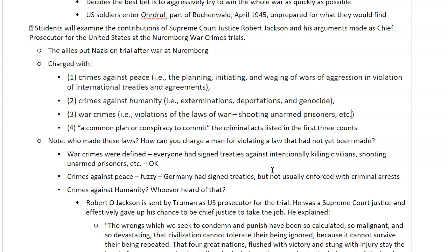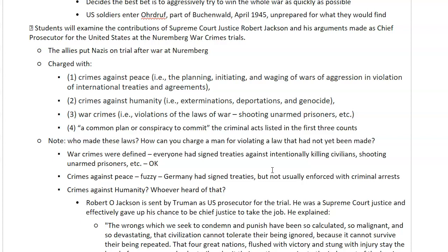They were also charged with crimes against humanity. Now, who made these laws? How can you charge a man for violating a law that had not been made? There's no international world congress making these laws. And people asked that. Well, war crimes were defined.